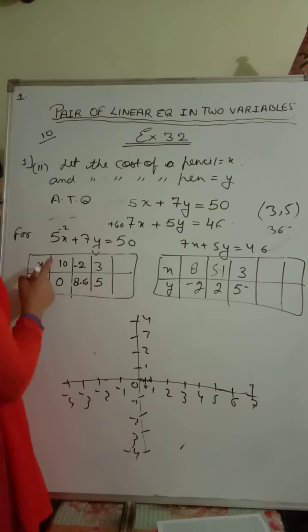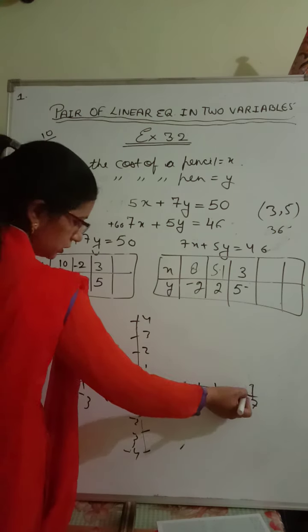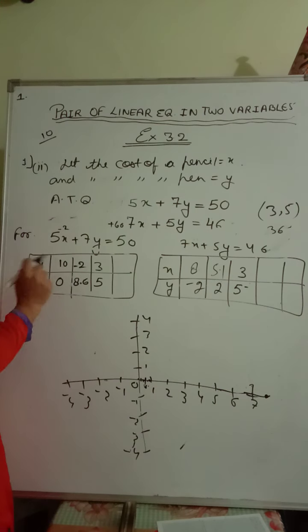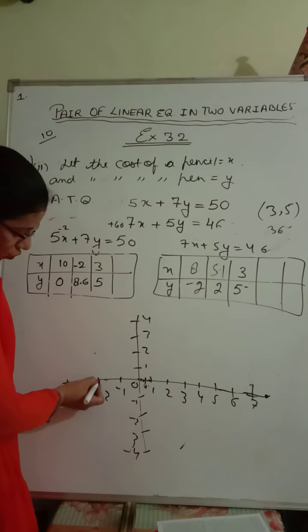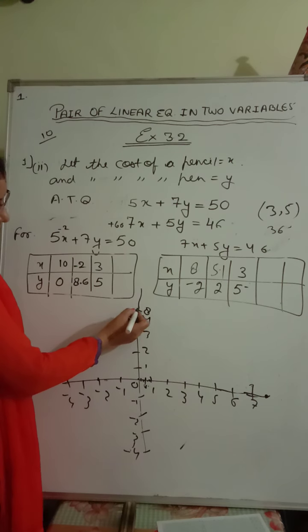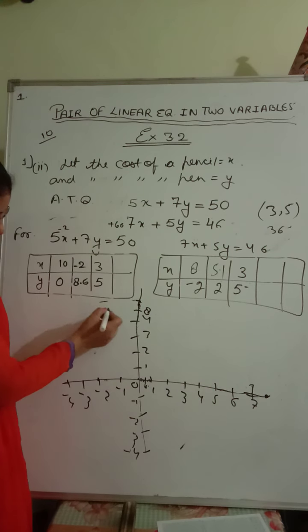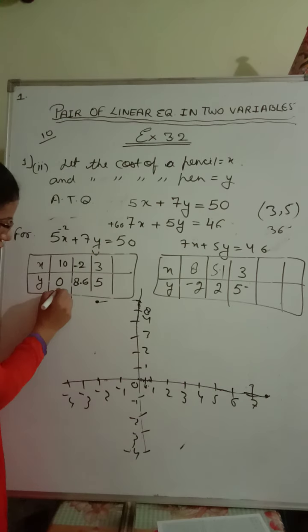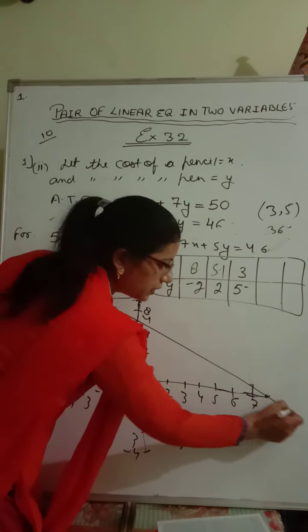Okay. 10 comma 0. 10 will here. 0 will here, 1 point will come here. Minus 2 comma 8.6, यहाँ कहीं 8 आएगा, 0.6, तो ये हो गया 0.1, 0.2, 0.3, 0.4, 0.5, 0.6, 8.6, ठीक है ये. So 1 point is here. So if you join the points, the graph will come like this.